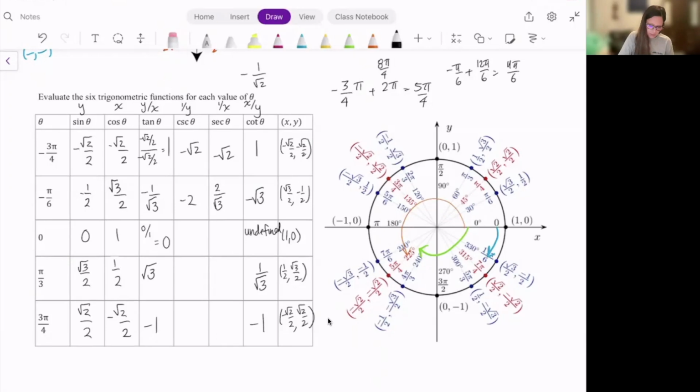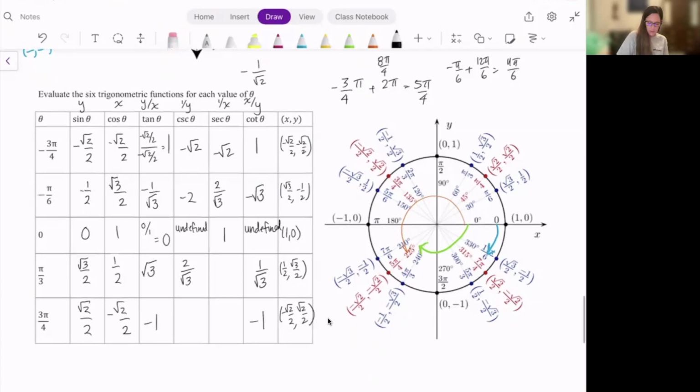The cosecant, again, 1 over 0 is undefined. That does not work here. And the reciprocal of 1 is 1. The reciprocal for sine here is 2 over root 3. The reciprocal of 1/2 is 2. For the reciprocal of 3 pi over 4, I have root 2 and negative root 2. Let's do one more problem where we're going to be given a specific trigonometric value, and we need to use that to complete the ratios.